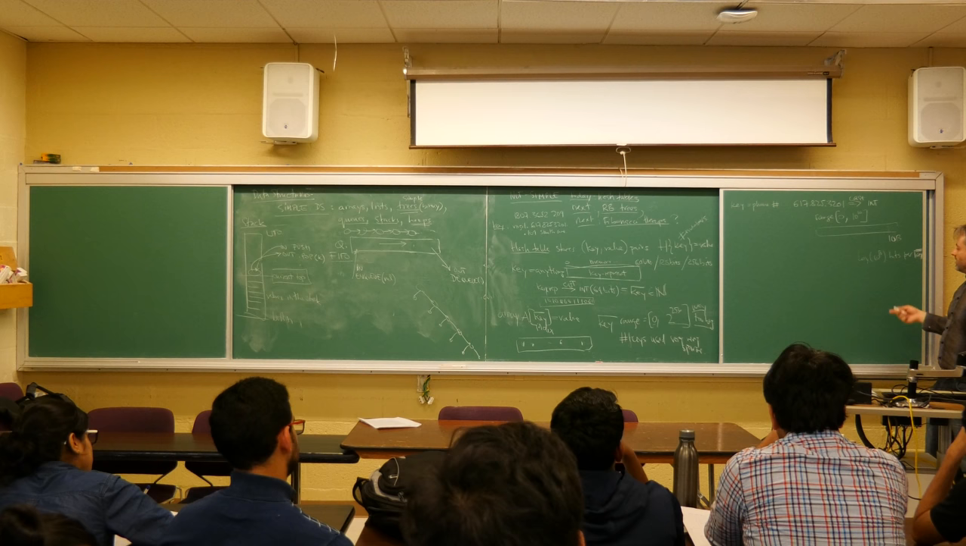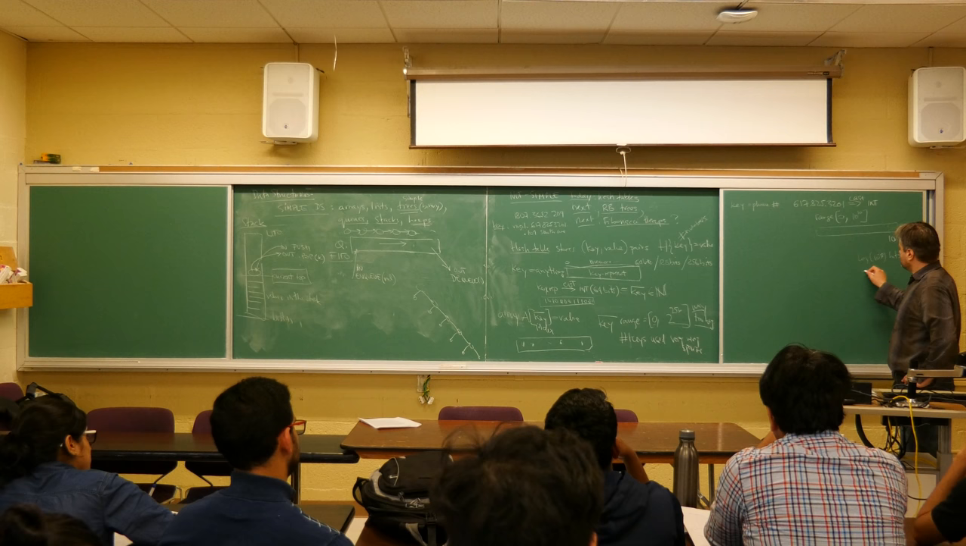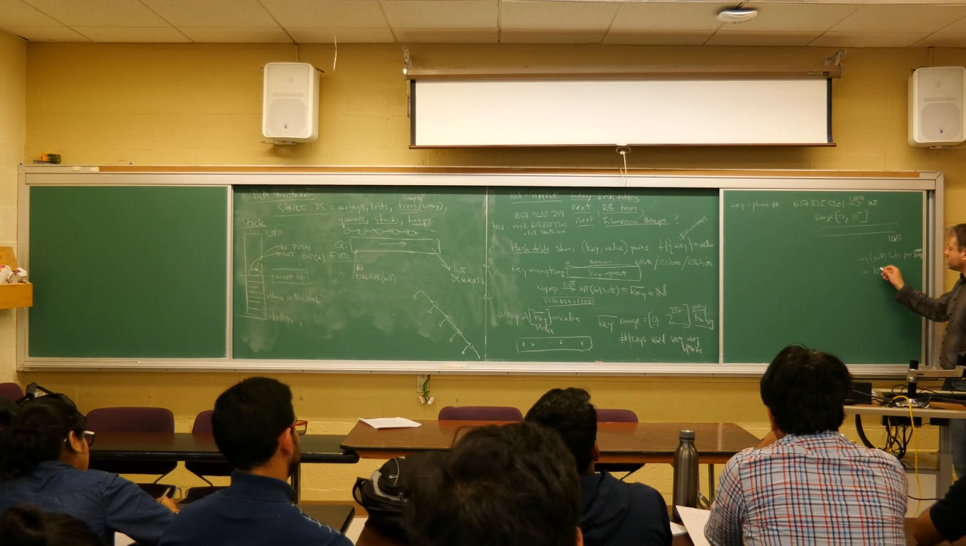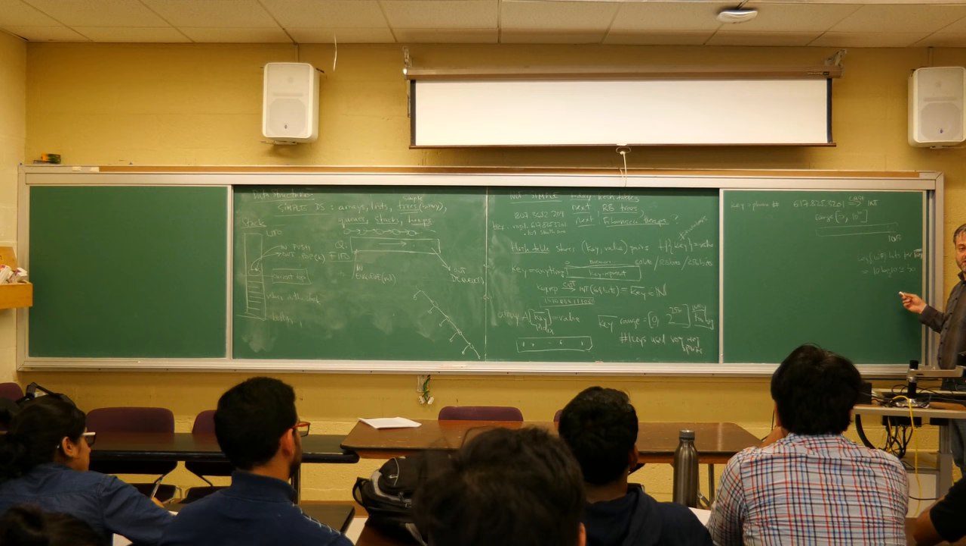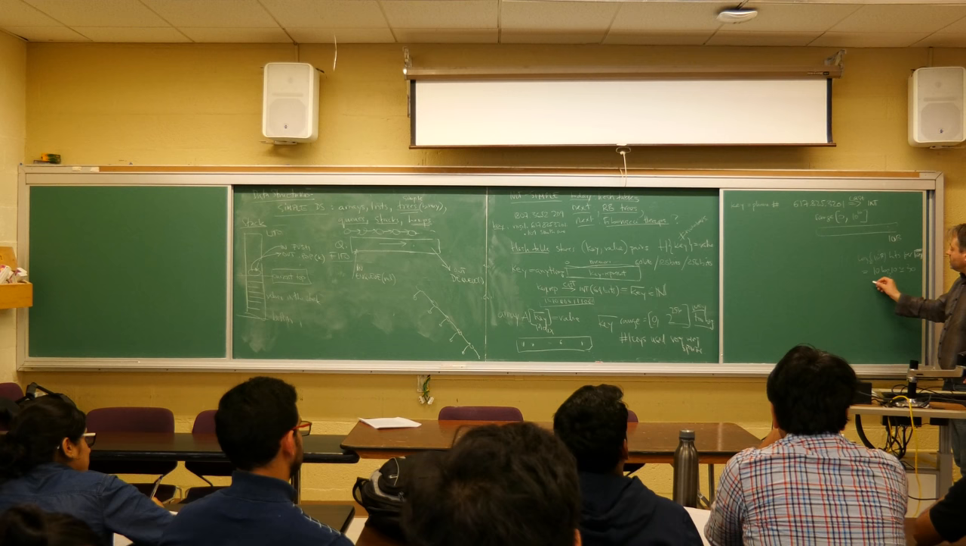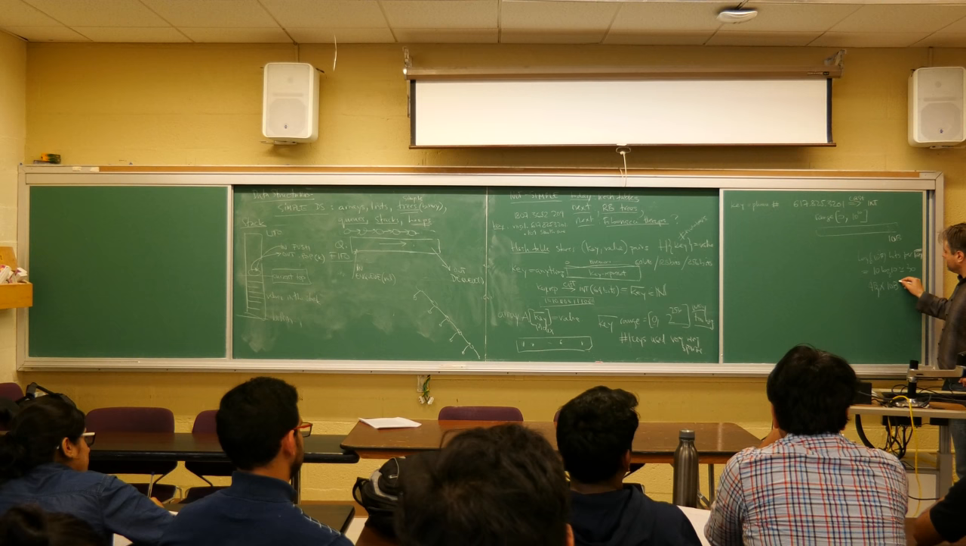So how much is log of 10 billion? That's 10 log 10, right? Log base 2, this is log base 2. Log base 2 of 10 is roughly 3.1 or something like that, right? So that's about 30 bits, say 32 bits. So 4 bytes each. 4 bytes each times 10 billion, so this is bytes, this is billion.